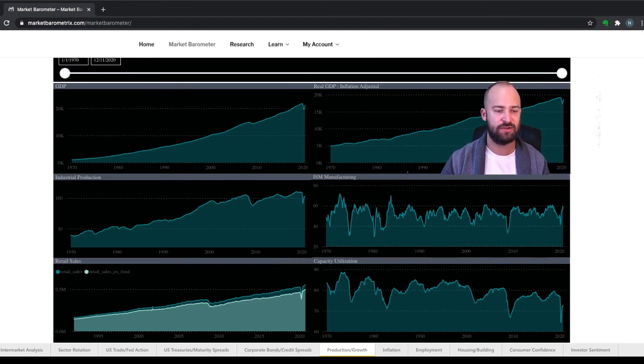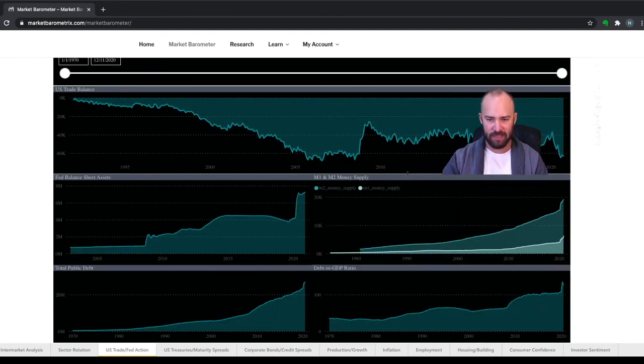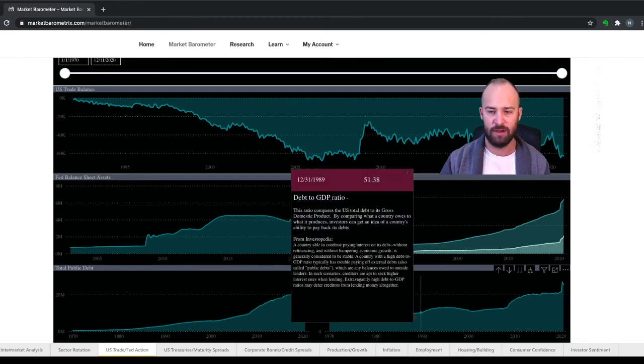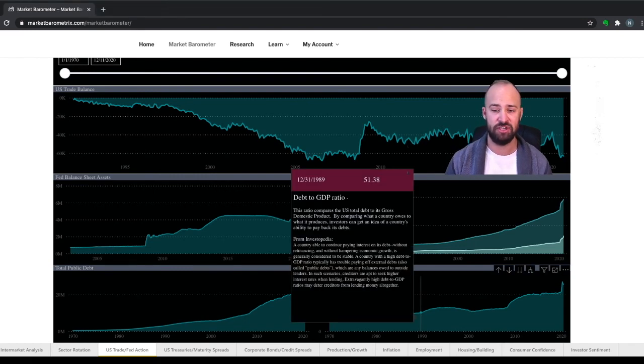So back to the US Trade Fed Action tab, looking at the debt to GDP ratio, you see all through the 70s and 80s, it was within a very healthy range. In 1989, we're looking at here, it was at 51.38, meaning that at that time, for every dollar of GDP being produced, there's only about 51 cents worth of debt. So an incredibly robust debt to GDP ratio.